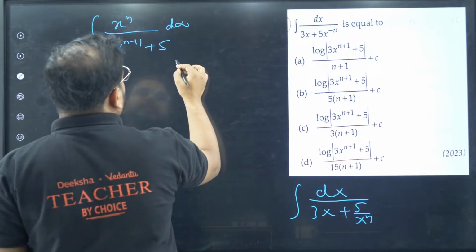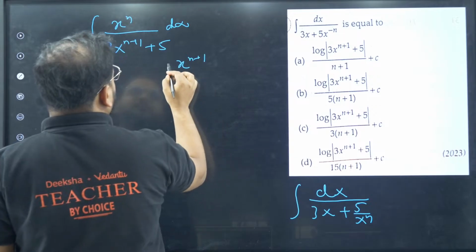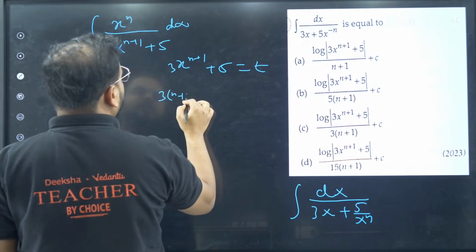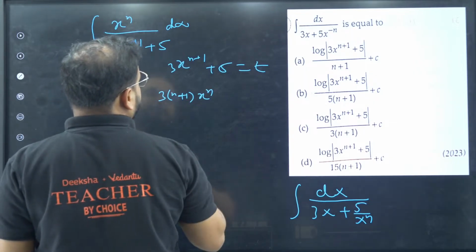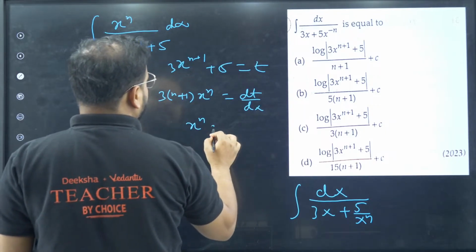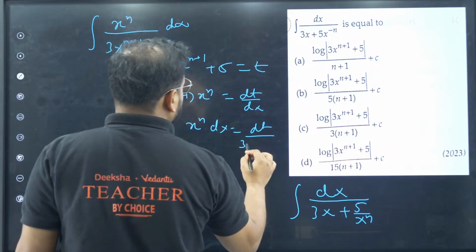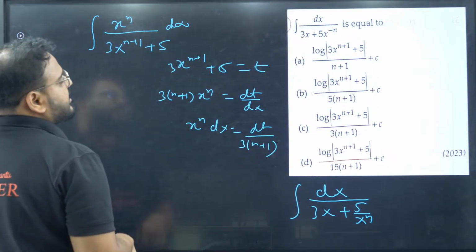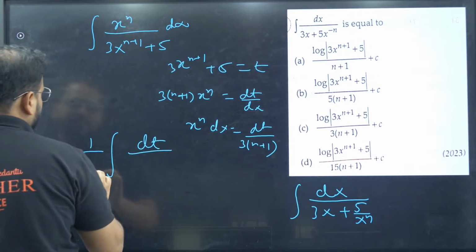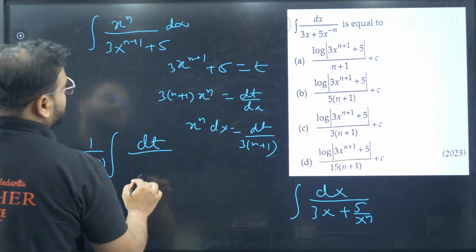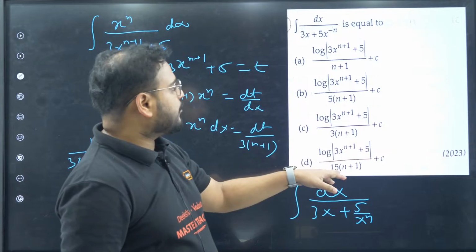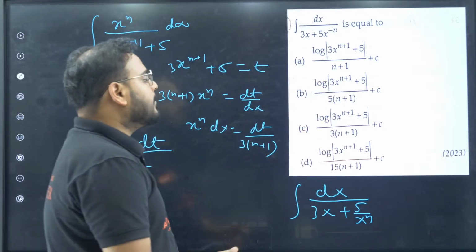Now take this 3 x power n plus 1 plus 5 as a variable t. The derivative of this will be 3 times n plus 1 times x power n equals dt by dx. So I get x power n dx equals dt upon 3 times n plus 1. Now this is your trick. In any question that you have, write this form first. We have dt over here, and 1 upon 3 times n plus 1. This will become simply t, right? Do you have 3 times n plus 1 in any other option? No, sir. There is no option like that. The answer will be simply C.